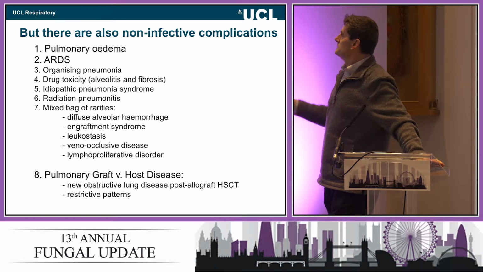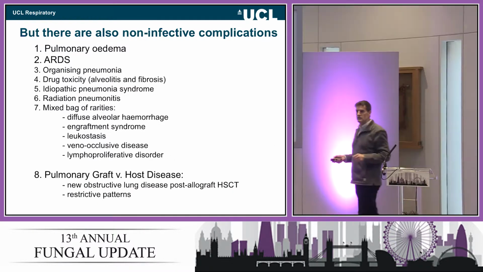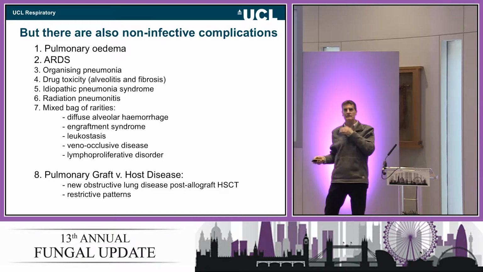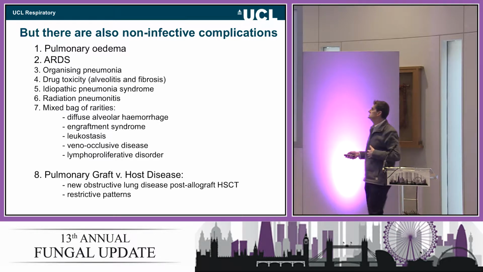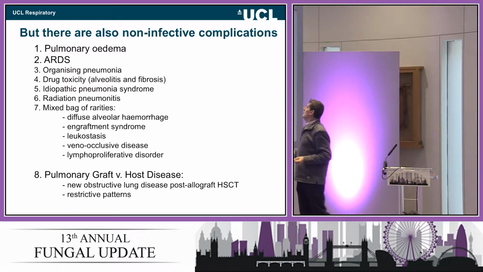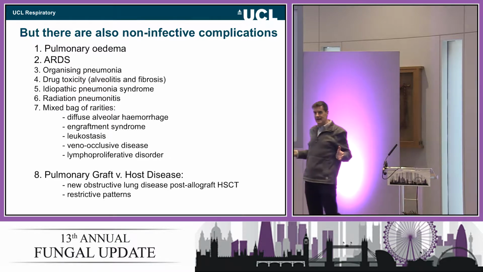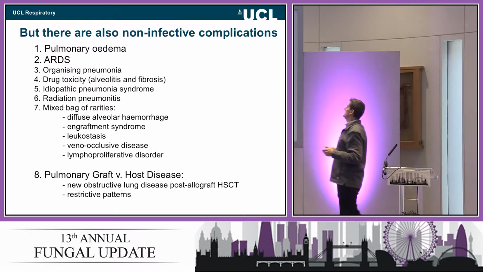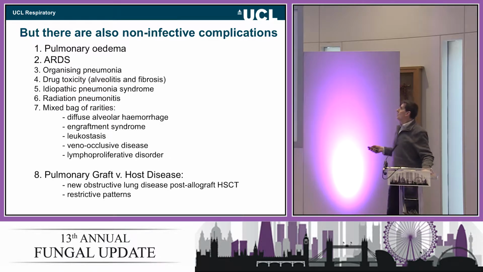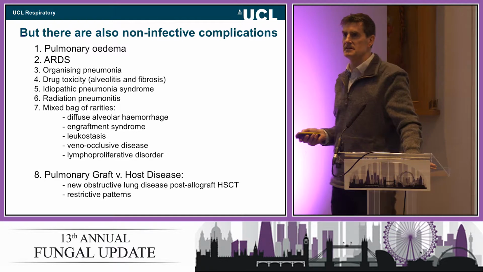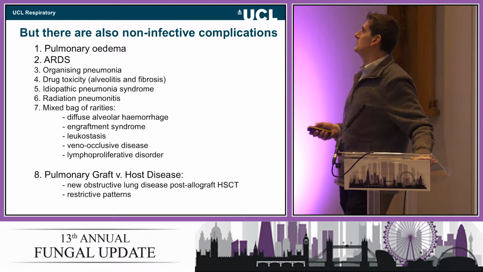Now, I've talked about bugs, and there's quite a lot. The problem, of course, is that these patients don't just have bacterial, viral, or fungal infections. They can have non-infective causes of their lung changes. And that varies from the standard stuff, pulmonary edema, very common, ARDS. They can come in with an infection somewhere else and then develop bilateral alveolar shadowing, and that would be ARDS. That's relatively common. Or it could be less common things: drug toxicity, organized pneumonia, something called idiopathic pneumonia syndrome, which is essentially what it says on the tin. We don't know why they have an alveolitis.